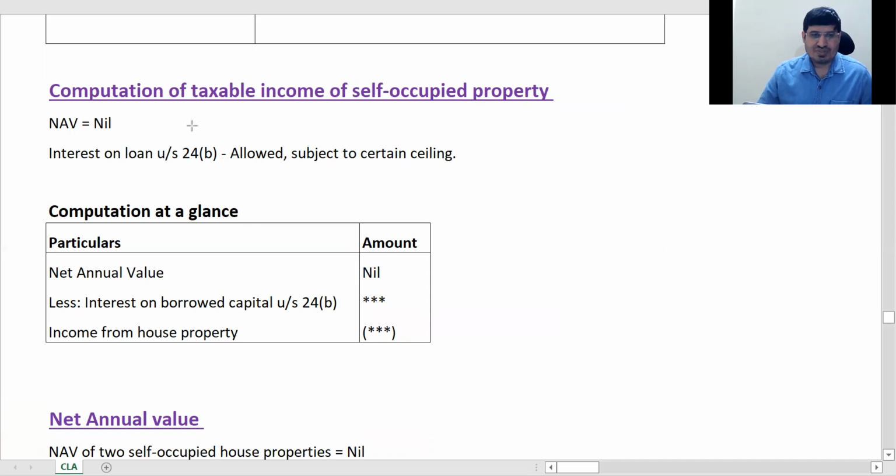So computation of taxable income of self-occupied property: NAV is considered as nil. बस ये याद रखना है आपको. ठीक है. So what did I say? NAV is nil, so above NAV, you don't have to consider anything. No municipal taxes. But below NAV things you will get. But if NAV is nil, what will be the standard deduction?